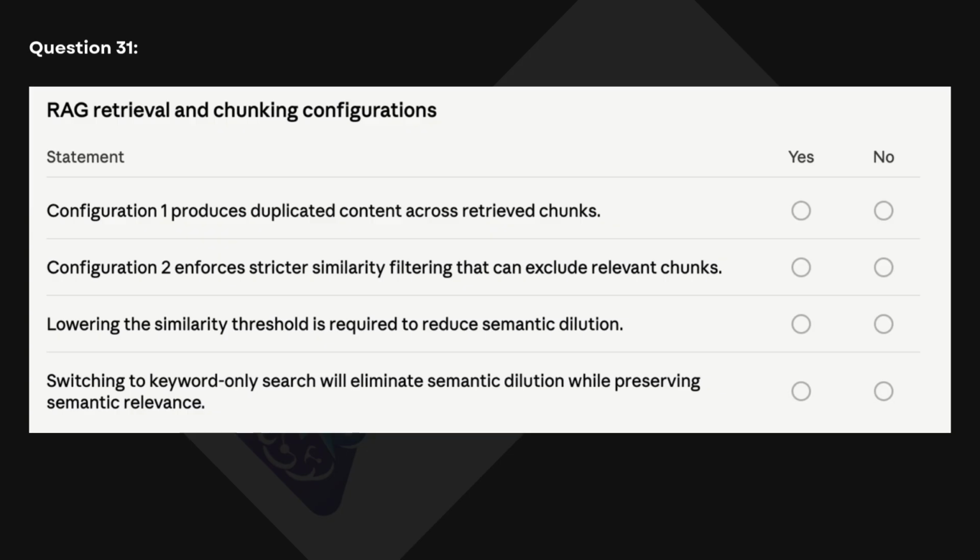Statement 3. Lowering the similarity threshold is required to reduce semantic dilution. Options: yes or no. Statement 4. Switching to keyword-only search will eliminate semantic dilution while preserving semantic relevance. Options: yes or no.